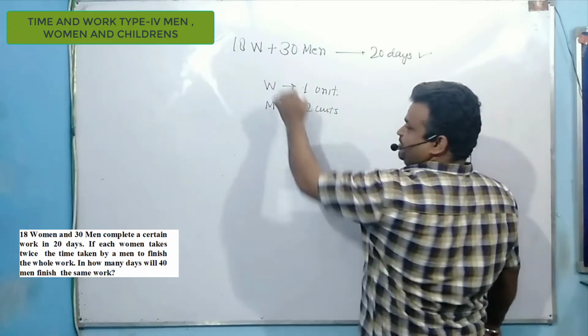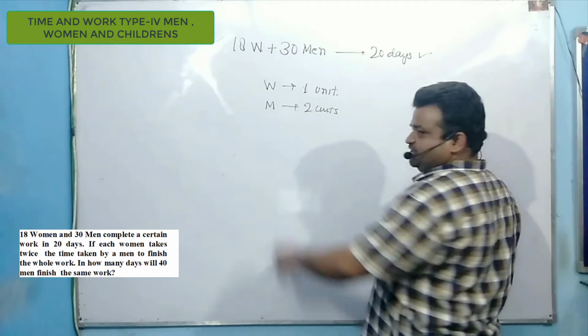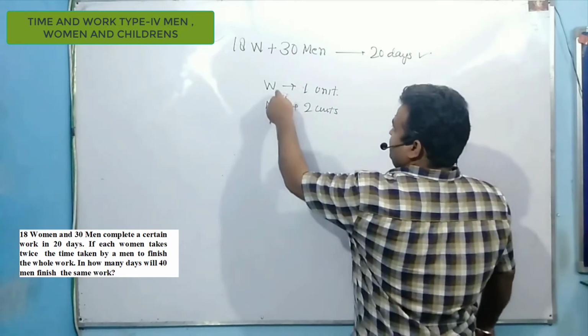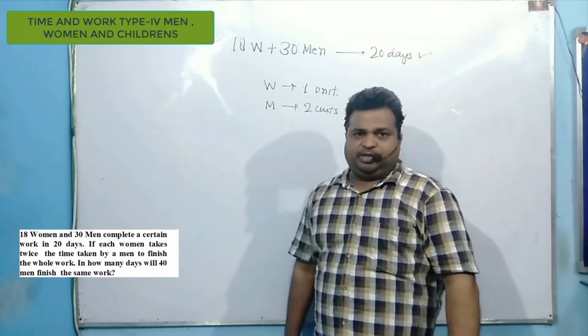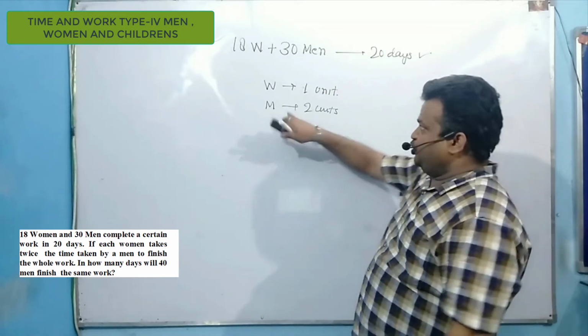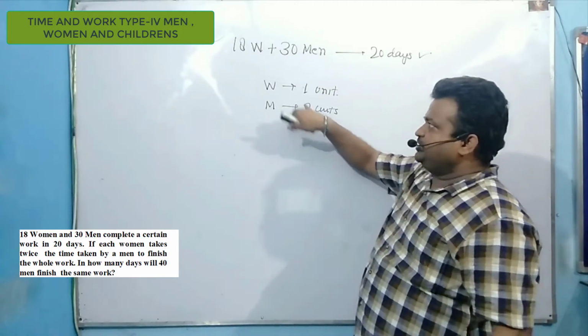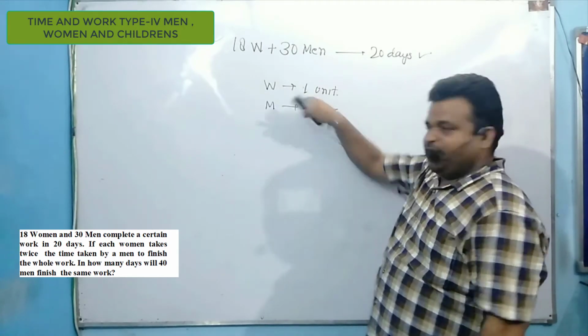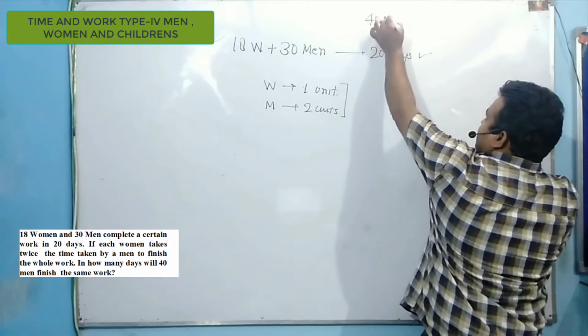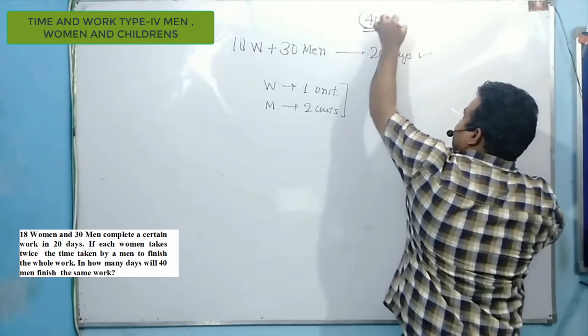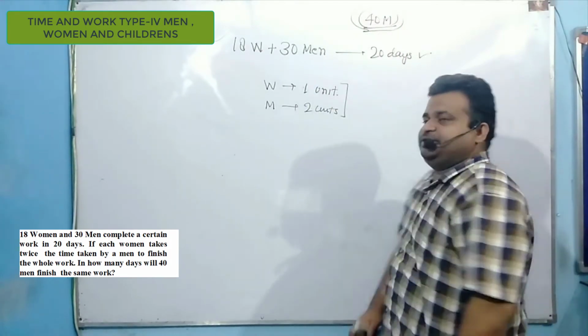Here W is the representation of women and M is the representation of men. Because women take twice the time as compared to men, if men produce 2 units, it means the women produce 1 unit. Now we have to calculate how much time 40 men take to complete the entire job.